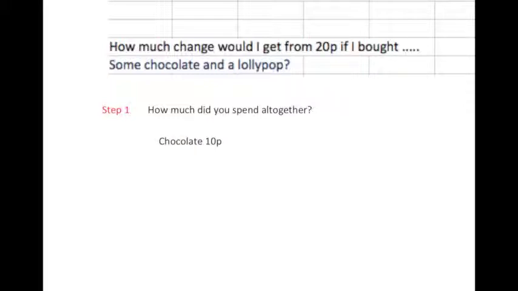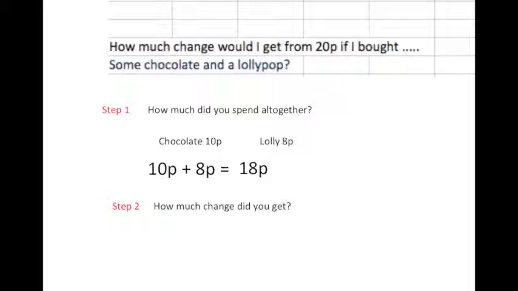We bought chocolate for 10p and a lolly for 8p. So altogether is 10p plus 8p, 18p. So that's what we spent. Step two, how much change did you get? So when I came away from the shop, how much money did I have left? Well, I went with 20p. And I spent 18p, so now I've got 18p less than I started with, which of course is subtraction. 20 take away 18 is 2. And don't forget the p.